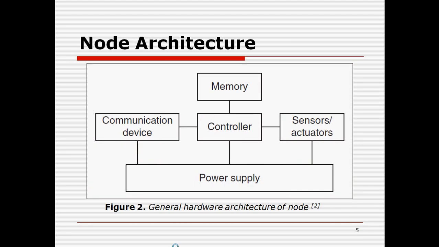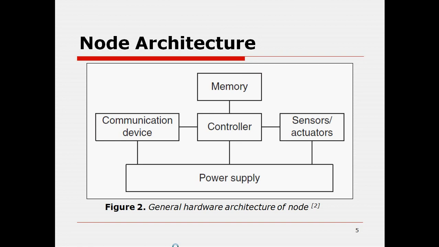This is a node architecture. This is the general hardware architecture of a node. In a node there are four main parts along with memory: communication device, meaning radio transceiver, transmitter or receiver; controller, microcontroller; and sensor and actuator. So the sensor senses data, and the microprocessor or controller processes that data, and the transmitter receiver sends data and receives data from other nodes. And this communication device, controller and sensor are supplied by the power supply.